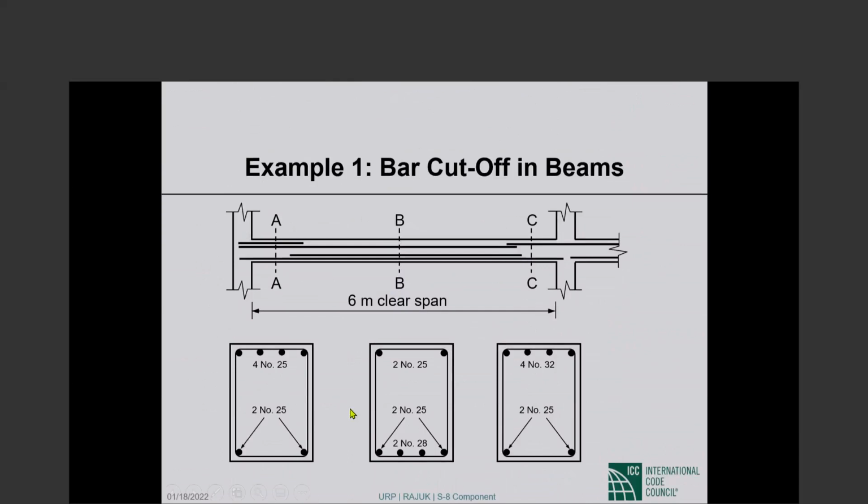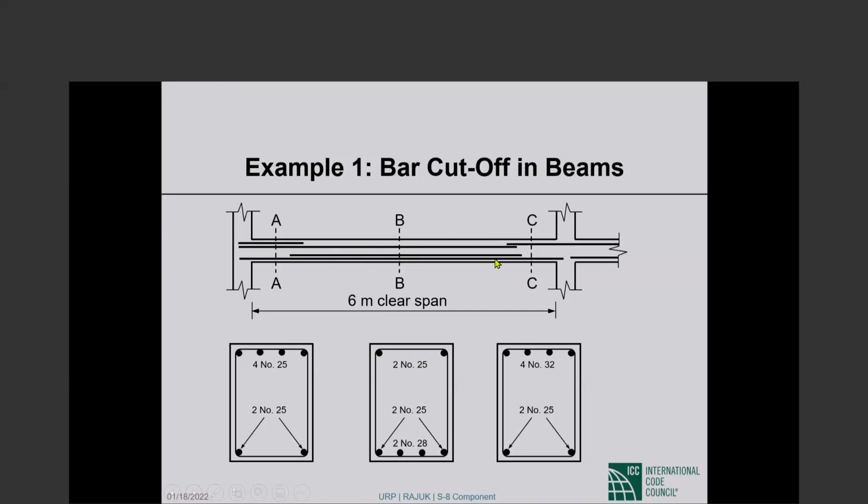Okay, so this is the picture. We have at the exterior support section 4 number 25 top bars, in the span 2 number 25 and 2 number 28, and at the interior support section 4 number 32. Those are the bars. So we have 2 number 25 and 2 number 28 at midspan.